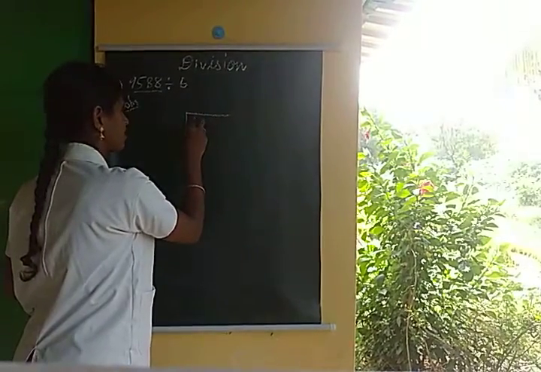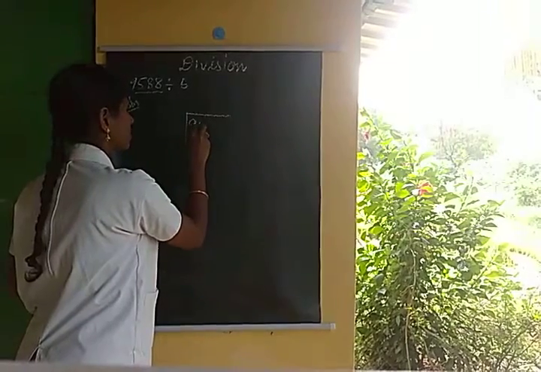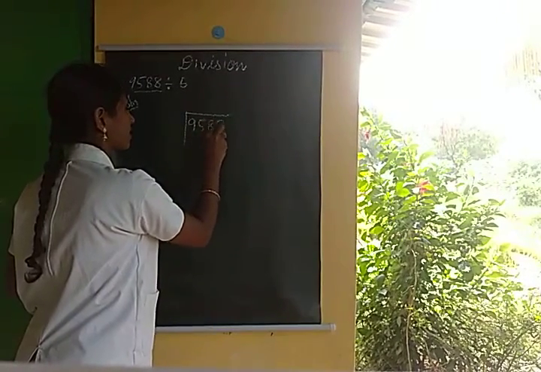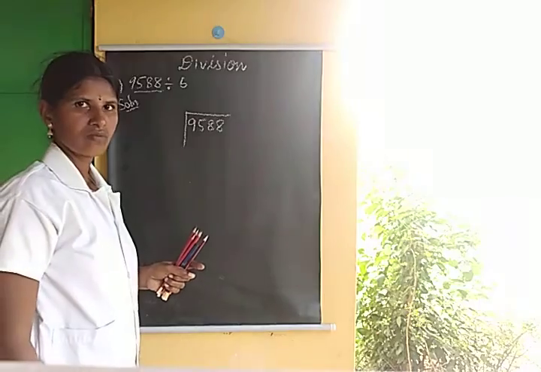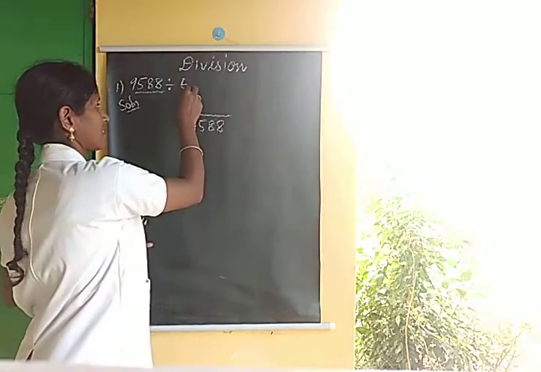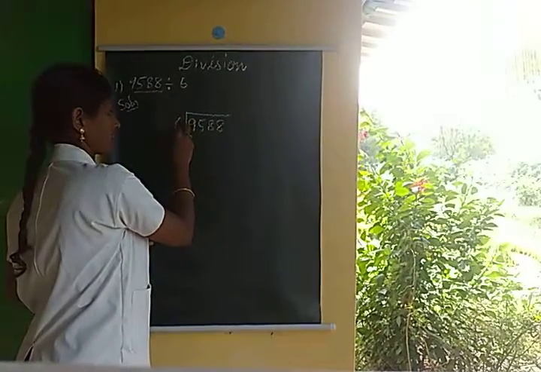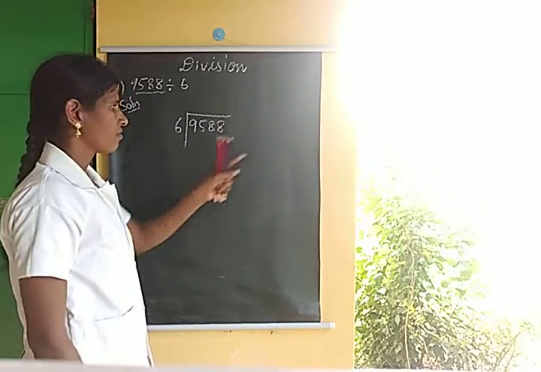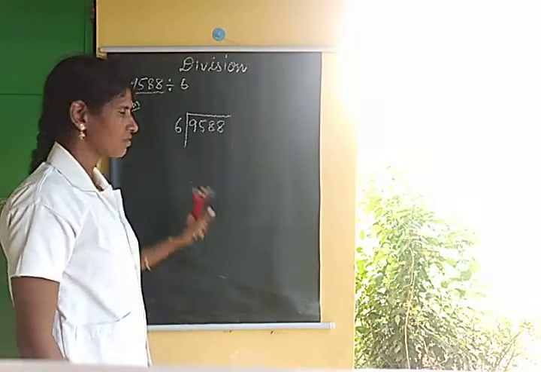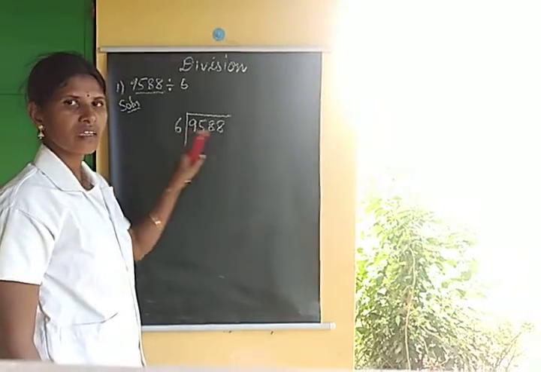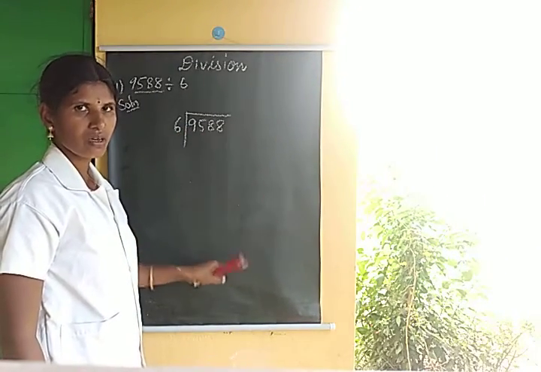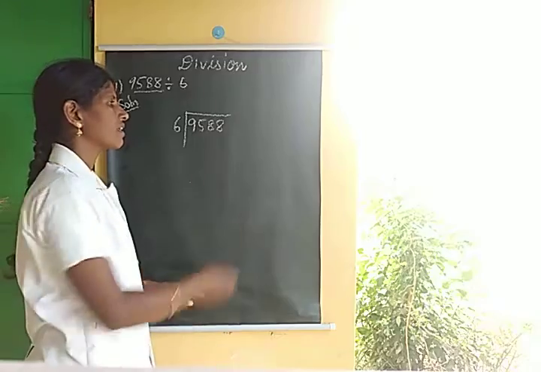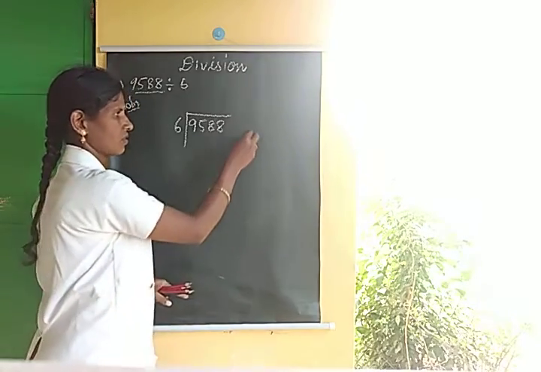The dividend should be inside: 9,588. Which is the divisor? This is the divisor. We have to write the table. Which table have to write? The 6th table. We have to write the 6th table up to the 9th step.